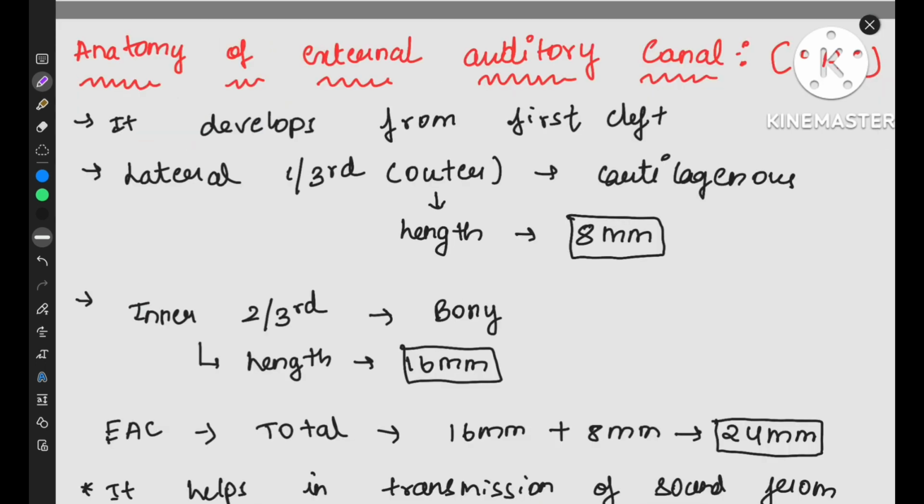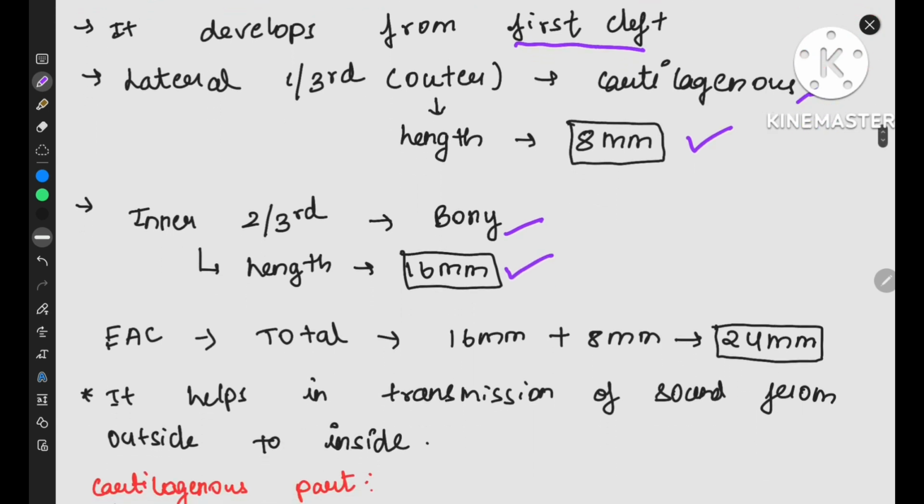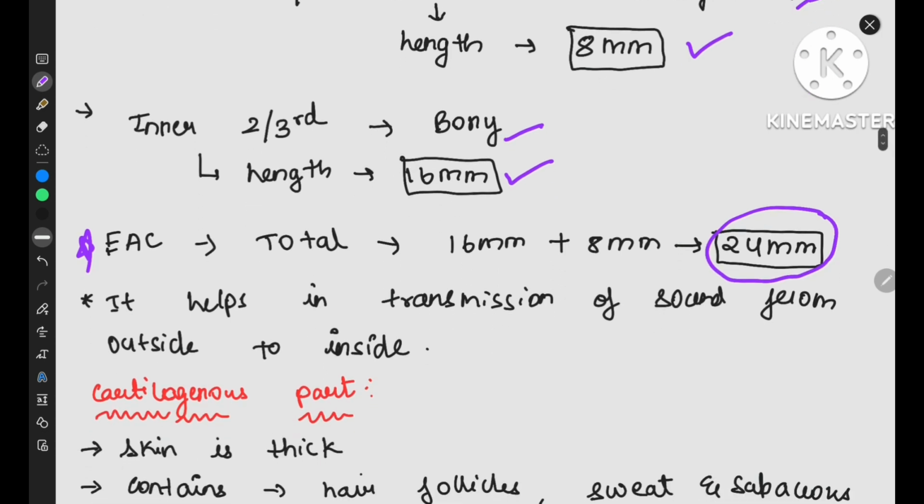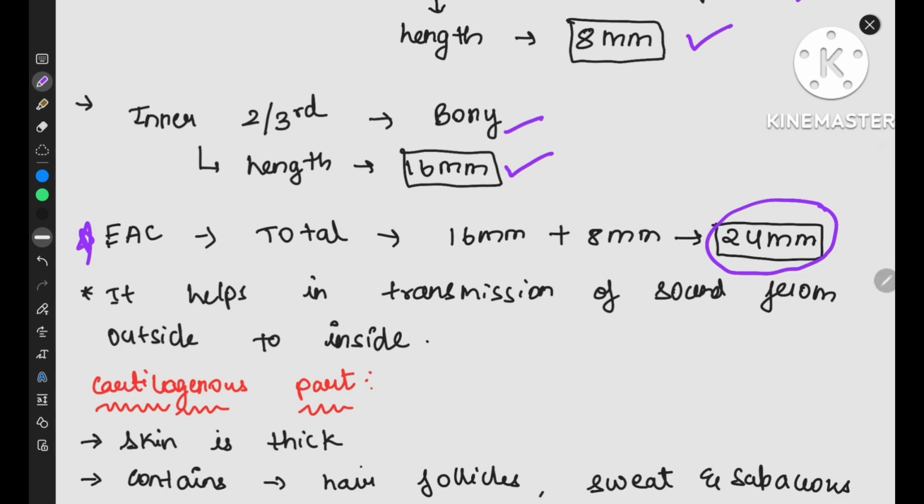Now let us discuss the anatomy of the external auditory canal. It develops from the first cleft. It has two parts. Lateral 1/3 is the cartilaginous part, whereas inner 2/3 is the bony part. The length of the lateral 1/3 is 8 mm, whereas the inner 2/3 is 16 mm. The total length of the external auditory canal is 24 mm. Its function is to help in transmission of sound from outside to inside.